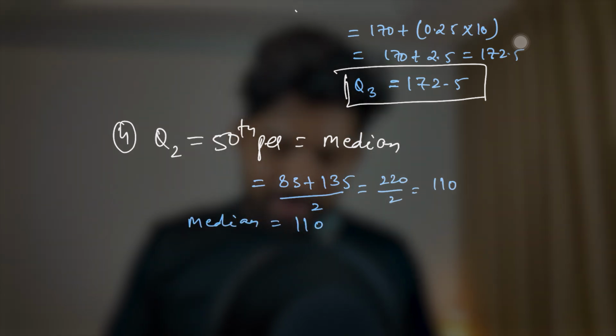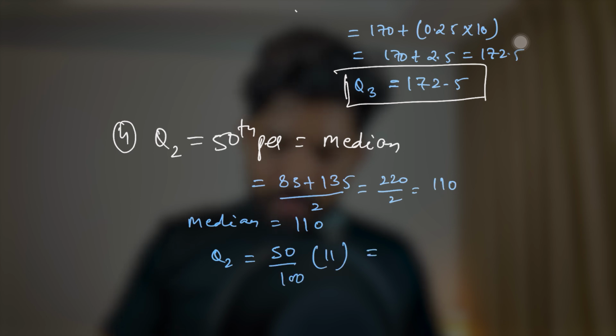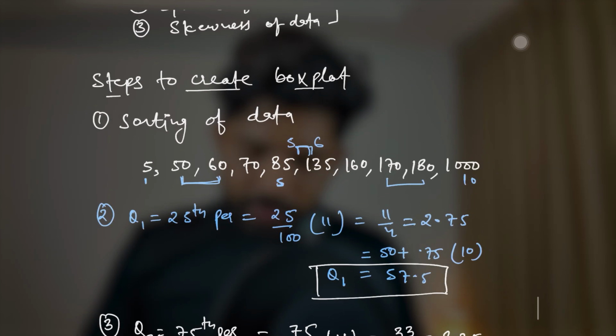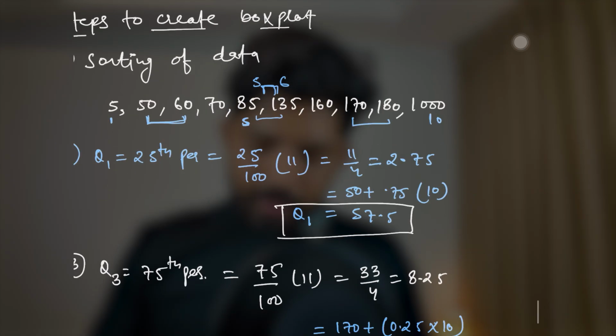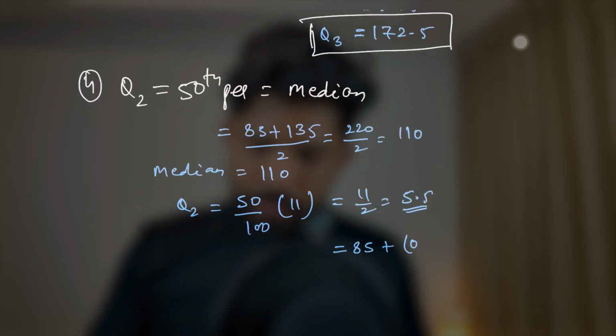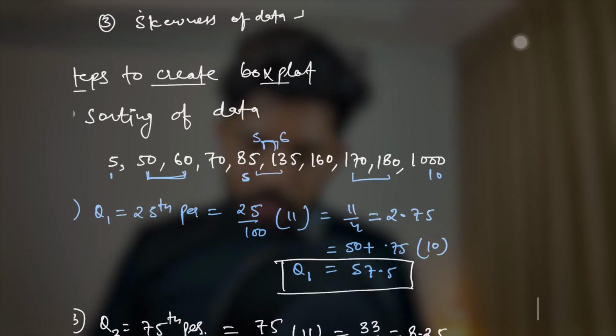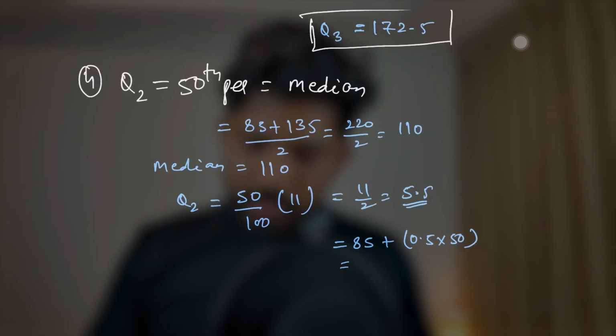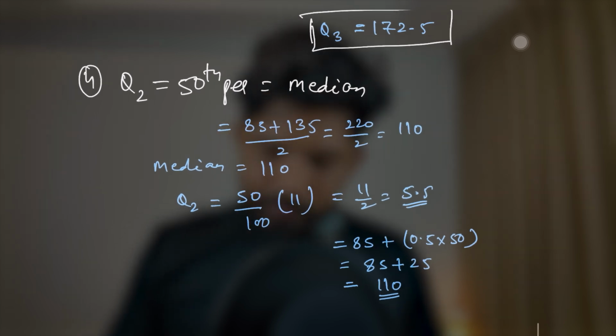Let me try out the percentile, right? So Q2, which is 50 by 100 times n plus 1, which is 11, and it will be 11 by 2, which is 5.5. It means it is somewhere between this 5 and 6, right? So I can write 85 plus 0.5 multiplied by (135 minus 85), which is 50. If I do that, I'll get 85 plus 25, which is equal to 110, right? So it's exactly the same. So we can write Q2 is equal to 110.